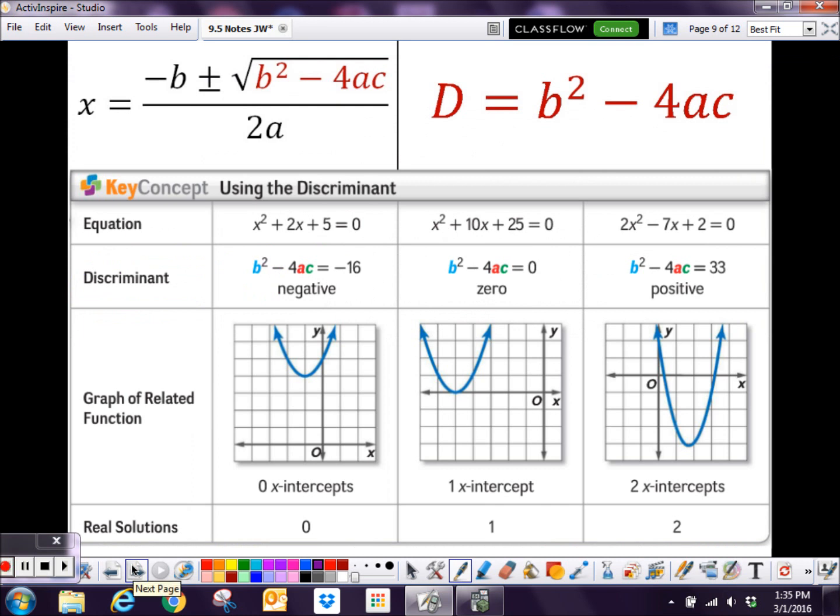Okay, we're now going to be talking about something called the discriminant. Now notice on the left side at the top, we've got the quadratic formula. The discriminant is everything that's underneath the radicals. So the b squared minus 4ac, that is called your discriminant. So if you look over here to the top right, that is showing your discriminant is b squared minus 4ac.